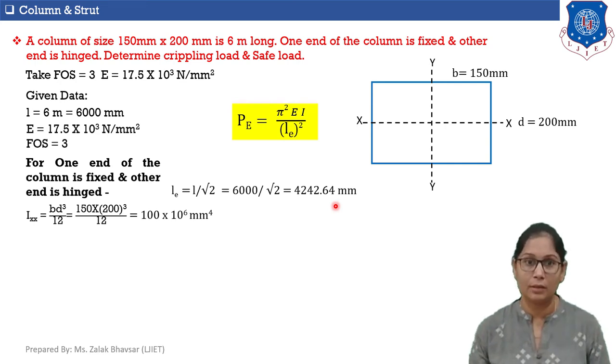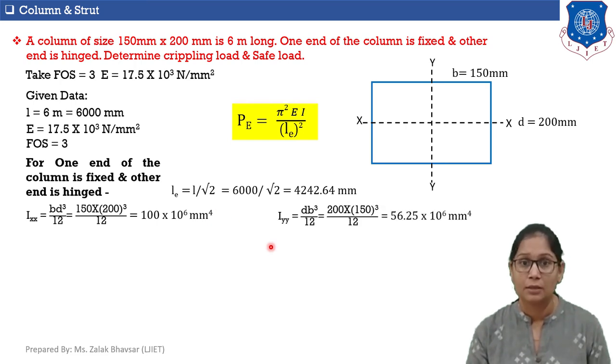Okay. Now let's calculate Ixx first. For the rectangular section, Ixx is equal to BD cube by 12. The value of B is 150 and the value of D is 200. So I am getting Ixx is equal to 100 into 10 raised to 6 mm raised to 4. Now we also need to calculate Iyy. The equation to calculate Iyy for a rectangular section is dB cube by 12. The value of D is 200 and B is 150. So I am getting Iyy is equal to 56.25 into 10 raised to 6 mm raised to 4.